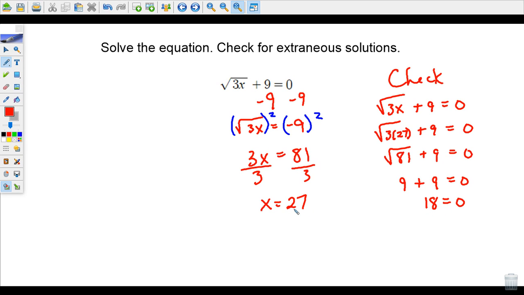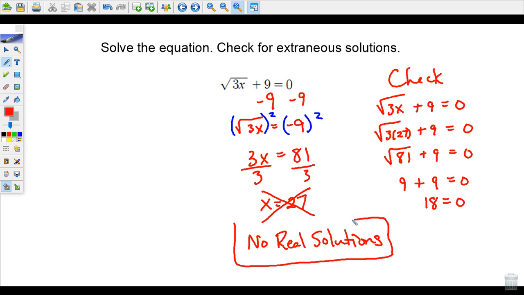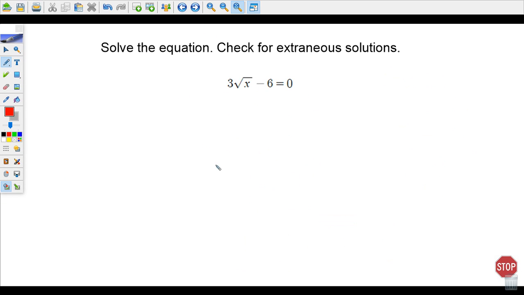Here's an example of an extraneous solution. So this is not a solution to the original. So there are no real solutions, because the only solution we got was actually an extraneous solution. So no solutions for this one, no real solutions. Real meaning real number.